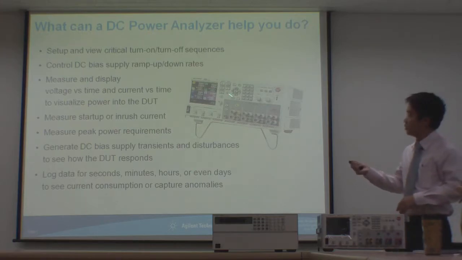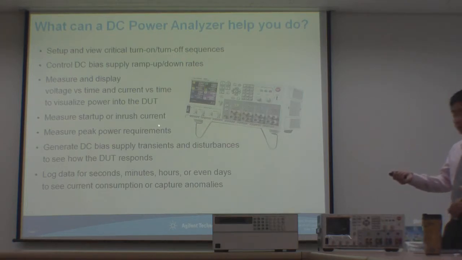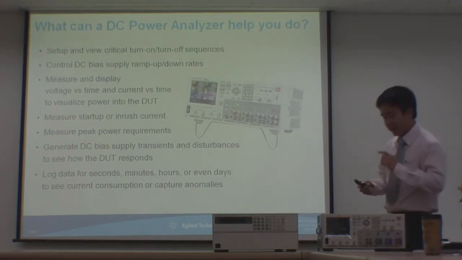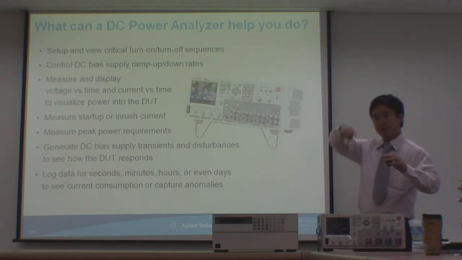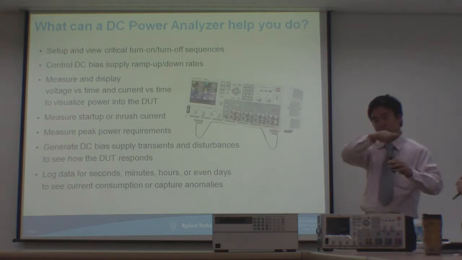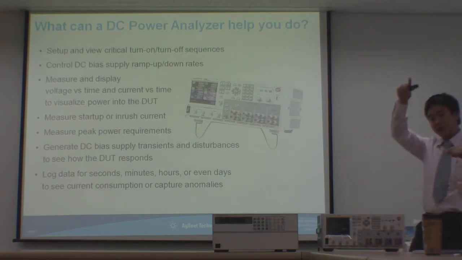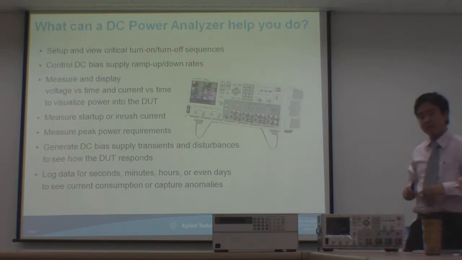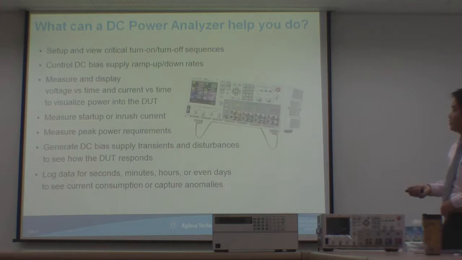You can also measure voltage, voltage burst time, current burst time, and you can also do startup or inrush current. So for example, when you start up a device, there's always some sort of inrush. It goes up, then comes back down, and it steadies out afterwards. So this box allows you to capture that spike that happens, the inrush that happens on most battery power or DC power devices. And also, in addition to that, you can get peak power requirements.